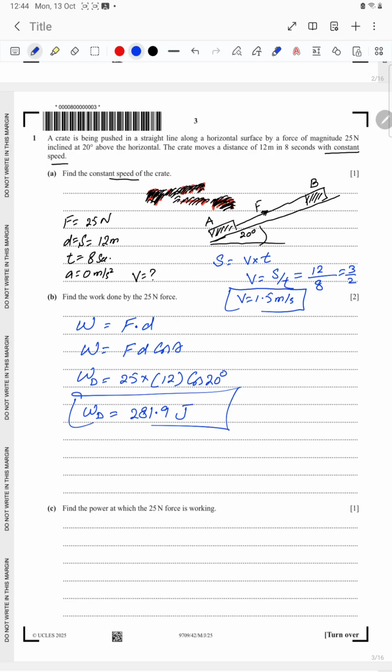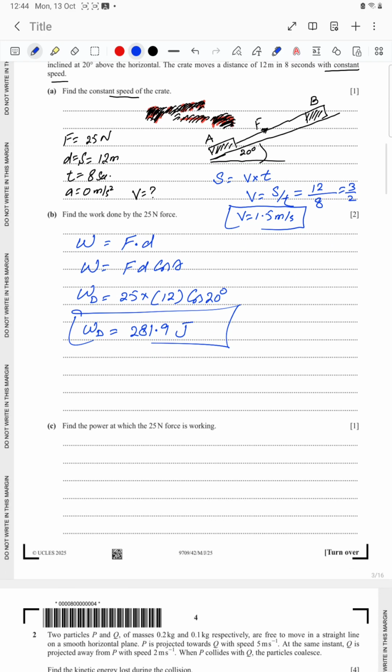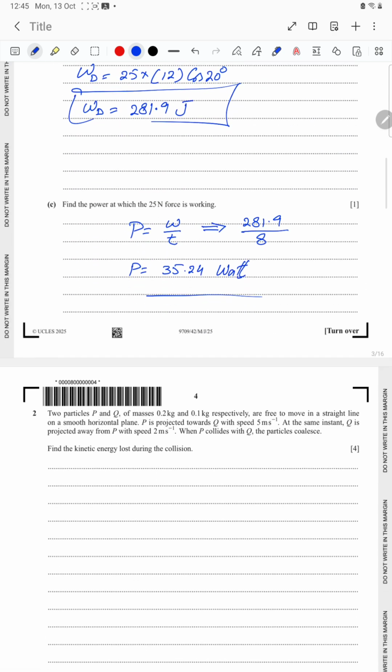Now part C, find the power at which the 25 Newton force is working. We know power is what? The work done in unit time, by definition. We have already calculated the work done in part B, that is 281.9, and time was again 8 seconds. So power will be approximately 35.24, and the unit is watt. So this is the answer. Question 1 is so simple. I hope it is clear to you.